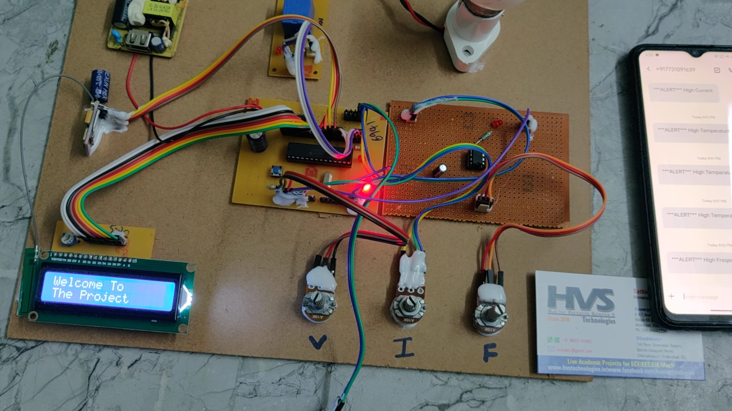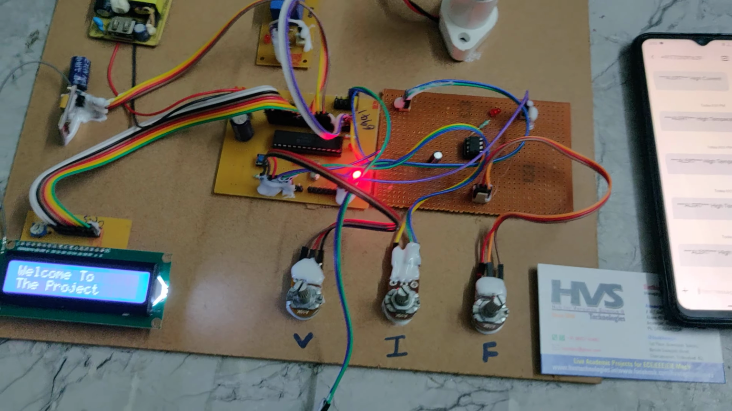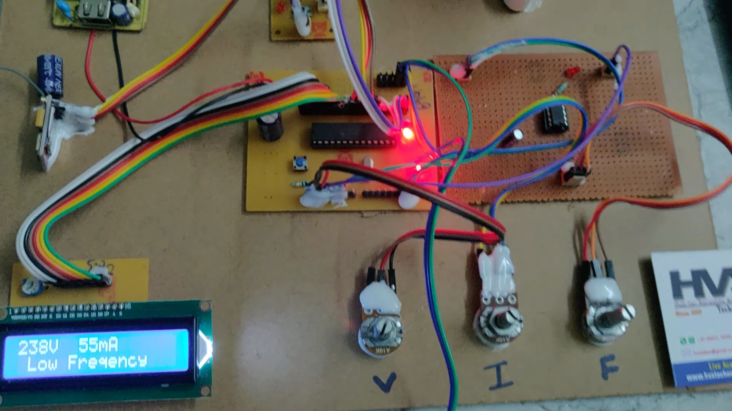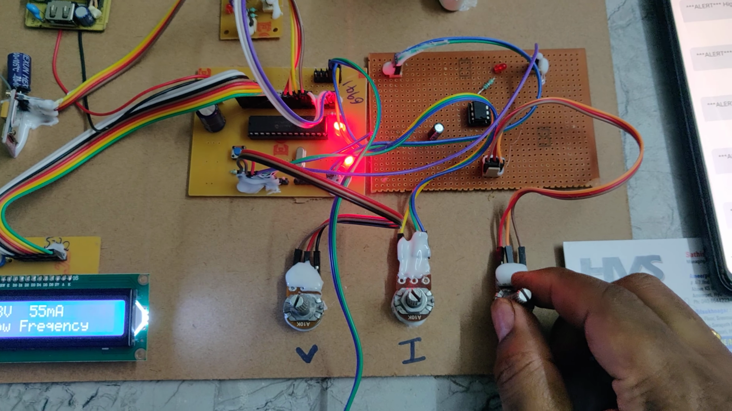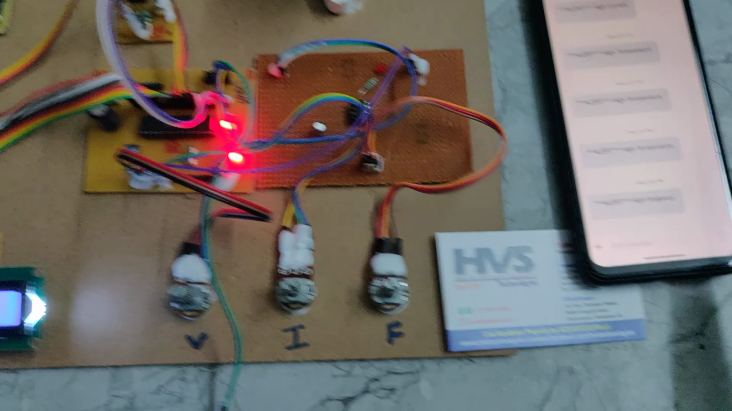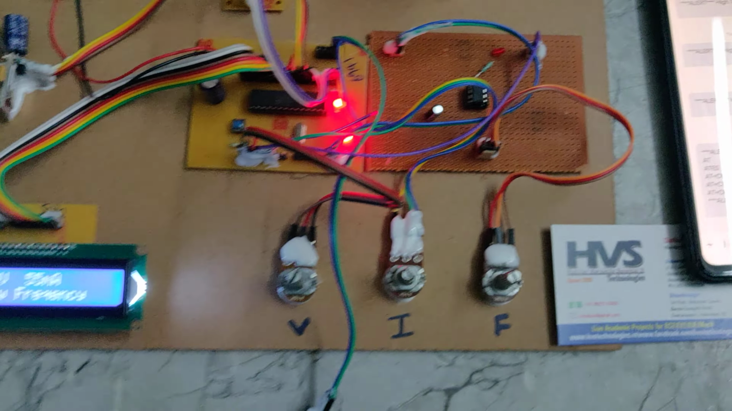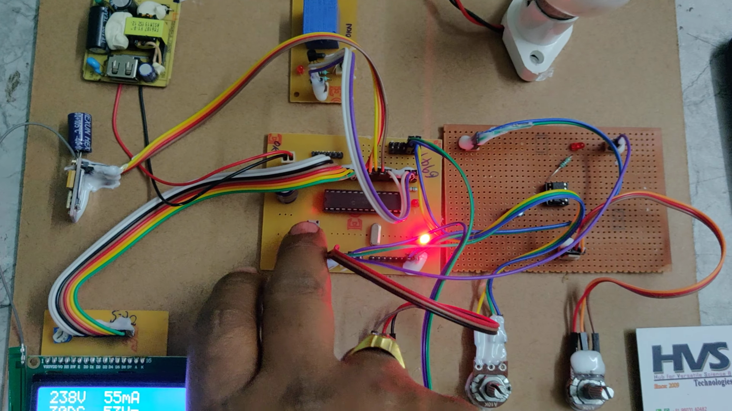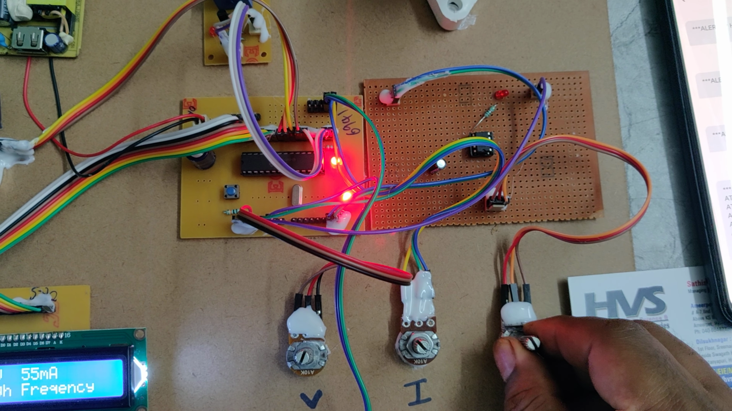After a successful reset, it again checks the conditions. As we set the frequency very low, we again get a low frequency alert. Just change that to normal. So you get the low frequency message alerts. Again, high frequency.